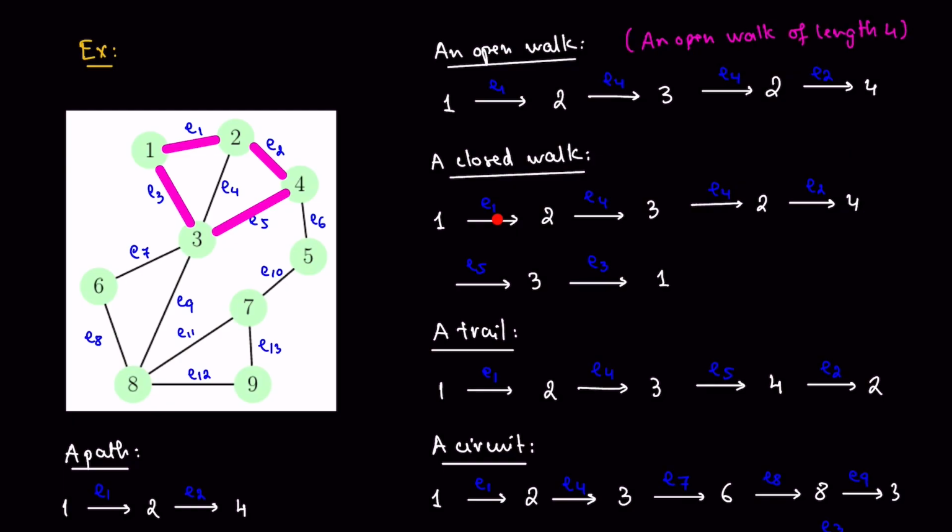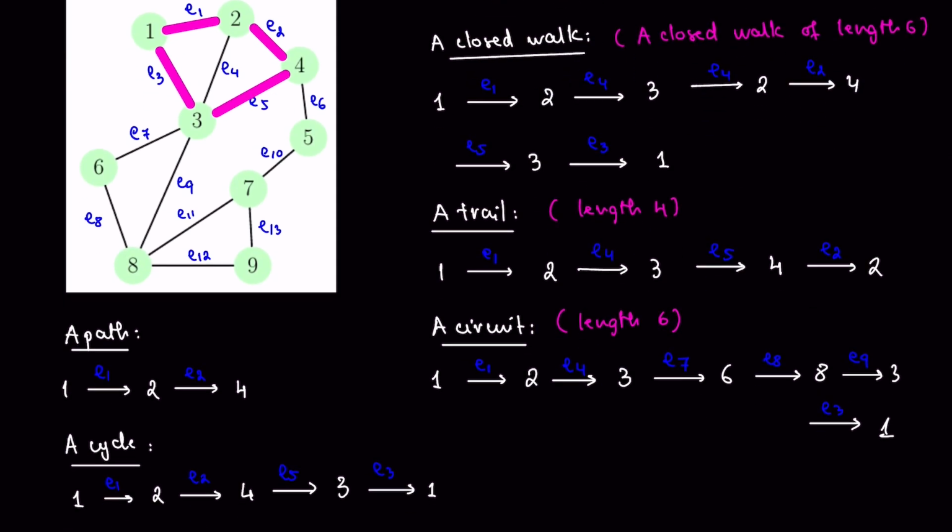It's going to be the same thing here. So E1, E4, E4, E2, E5, E3. So this is a closed walk of length 6. And for this trail, this is of length 4. The circuit has a length of 6. This is a path of length 2. And this is a cycle of length 4.